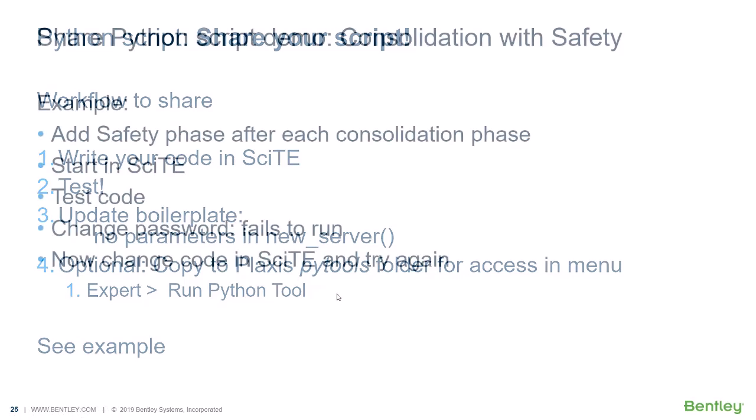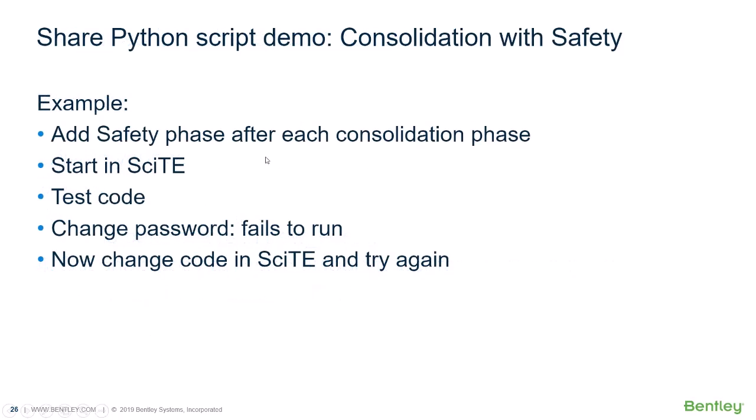So I'm going to make an example, and we're going to add a safety phase after each consolidation stage. I will build this starting in Site, test the code, change the password, which will make sure that it fails to run because we still have the old password there, and then we'll change the code in Site to try again. So let's start doing this.